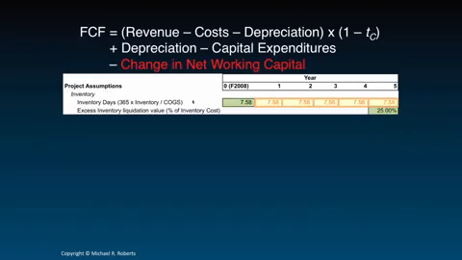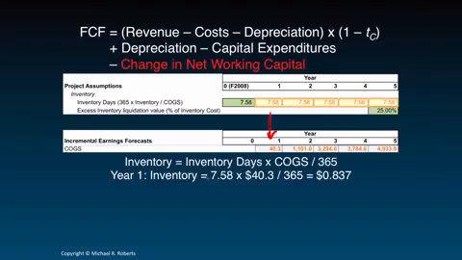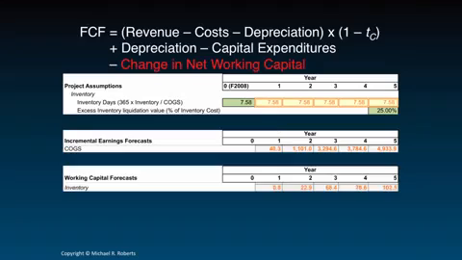Turning to inventory, our forecast drivers lay out the inventory days, but the inventory days are based on COGS, so I'm also going to need my COGS series, which I've put here for convenience. To compute the first year inventory requirements, I'm going to take my days in inventory, 7.58, multiply that by my COGS expenses, and divide that by 365 to get an estimate of first year inventory of $837,000. If I keep doing that year after year, we'll get our inventory requirements.